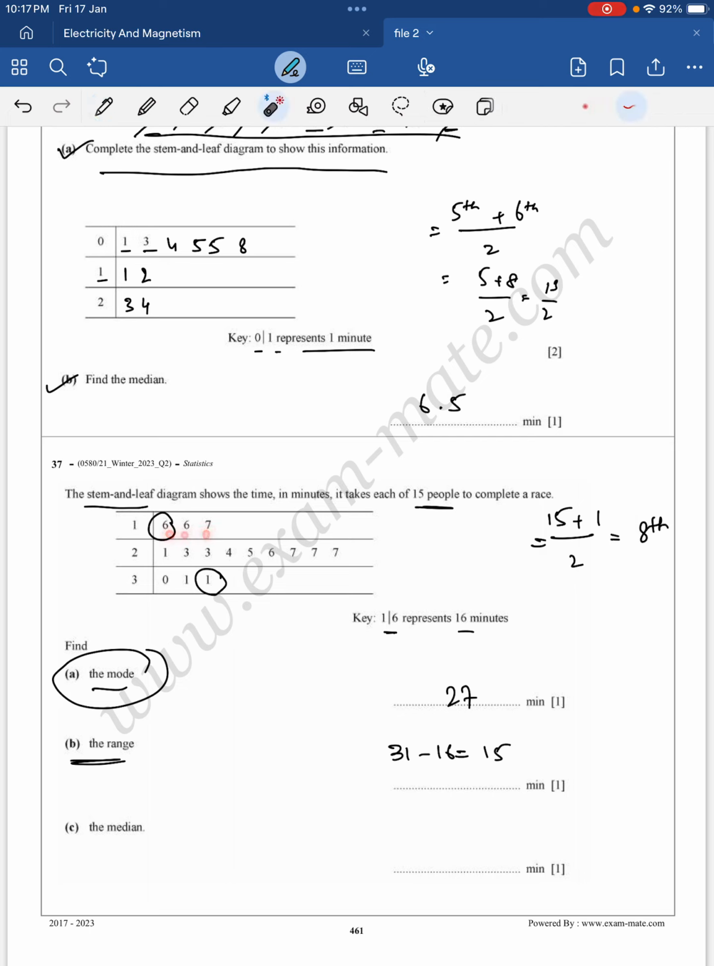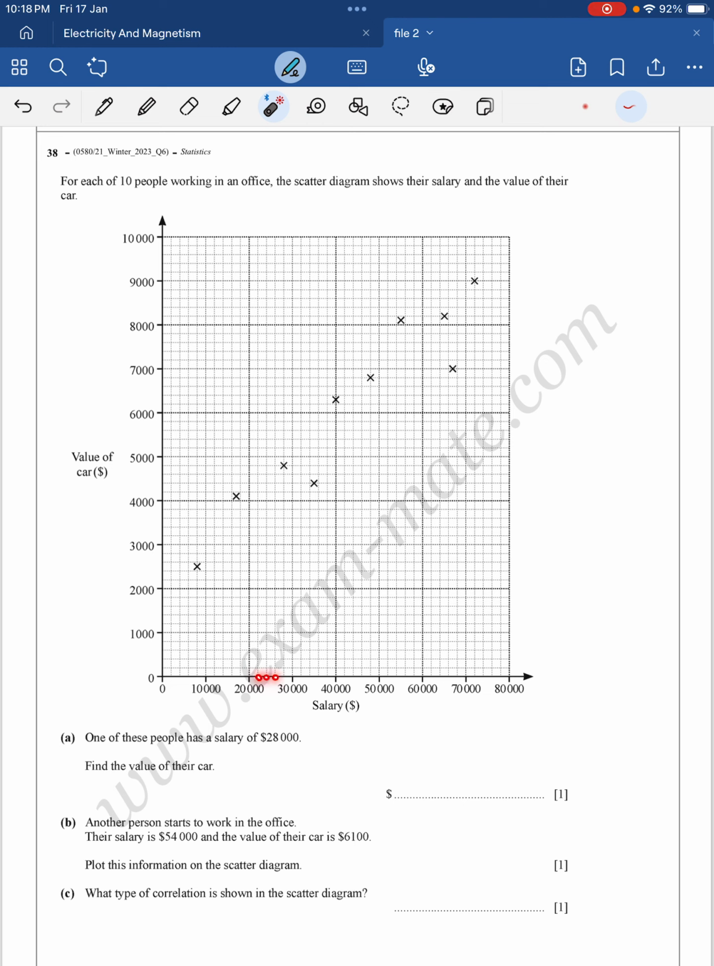Question number 38. For each of 10 people working in the office, the scatter diagram shows their salary and the value of their car. One of these people has a salary of 28,000. Find the value of their car. So 28,000 lies between 20 and 30, so 22, 24, 26, 28. 28 is this. If I make a horizontal line towards the y-axis, it is between 40 and 50, so 42, 44, 46, 48. So the value is 4,800. Clear?